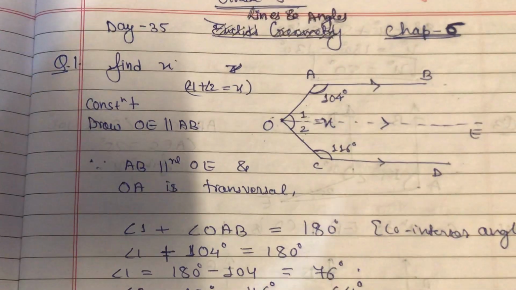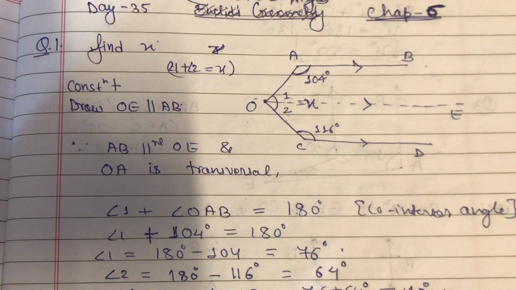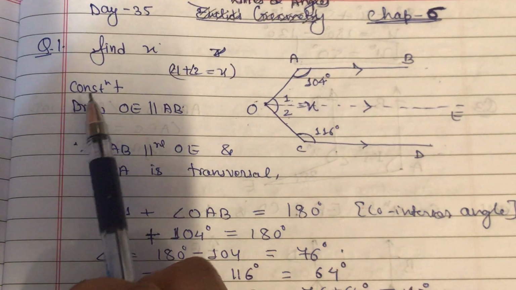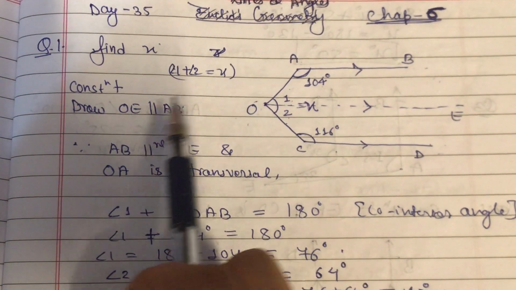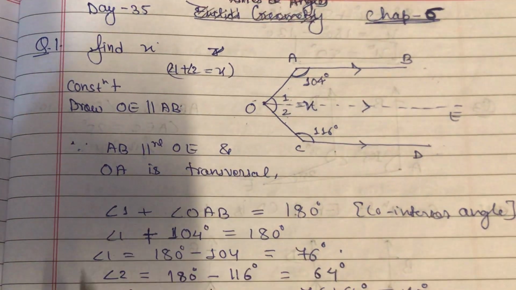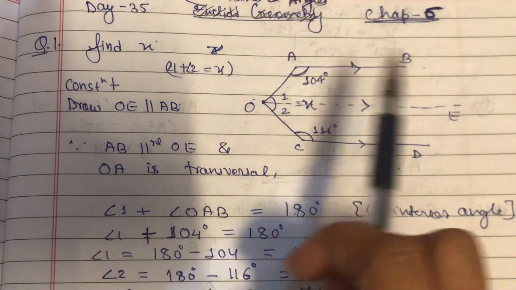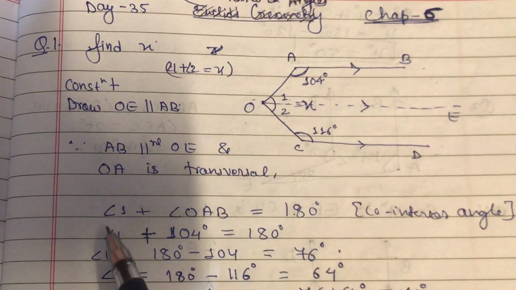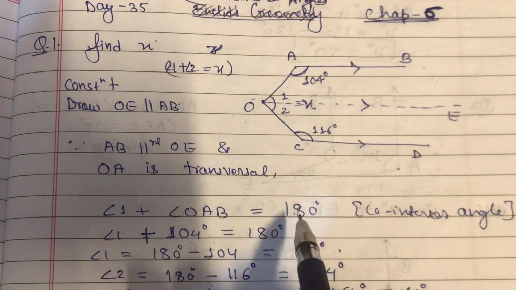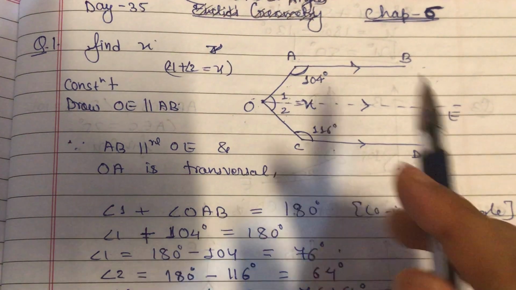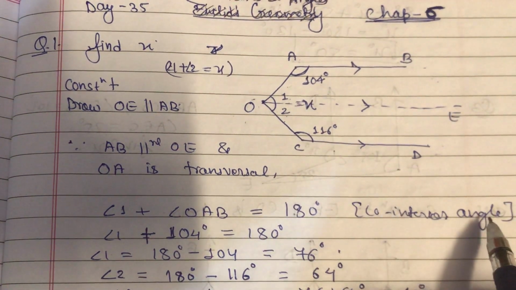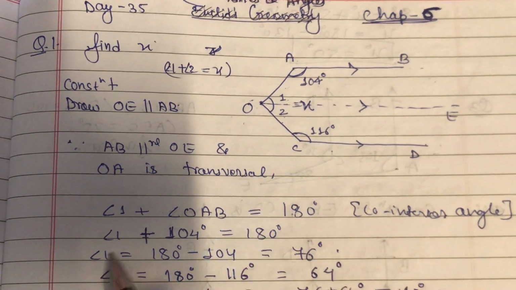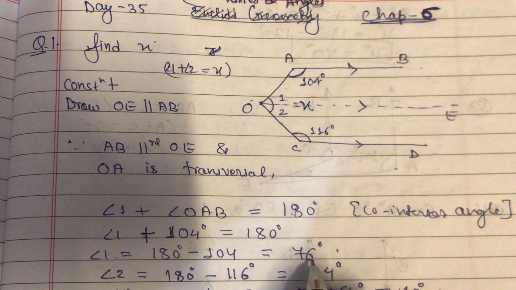Now you need to understand how to frame your answer, how to write your answer. Whatever things are given, you first write that. Then the construction: here I have drawn OE parallel to AB. Now AB is parallel to OE and this is a transversal, then I can say that angle 1 plus angle AOB is equal to 180. And what is the logic behind it? The logic is co-interior angle. So the logic also I'll write, that is, because of co-interior angles they are equal to 180 degree. From there I'll get the value of angle 1, which is 76 degree.